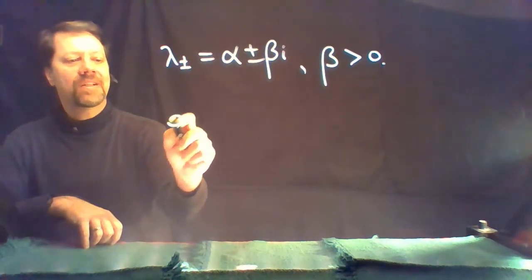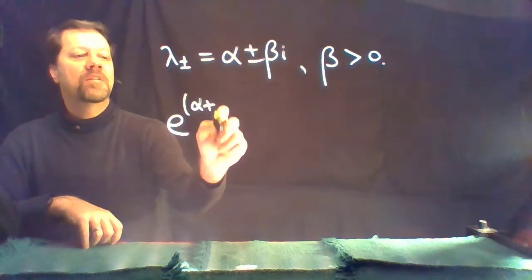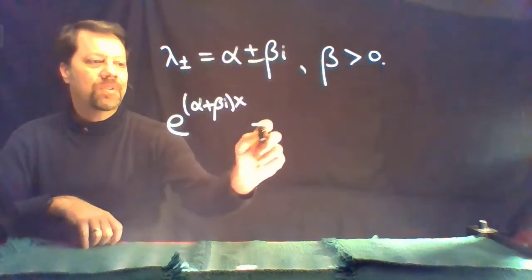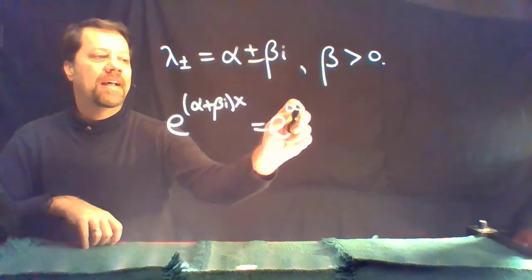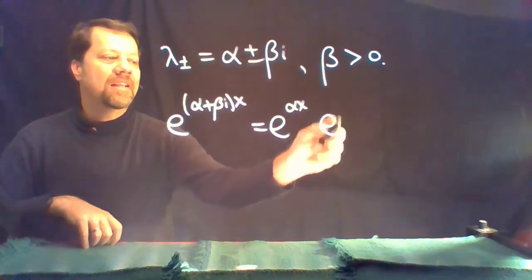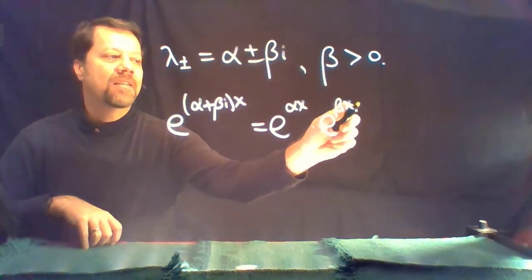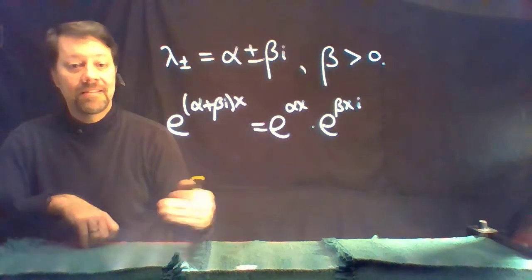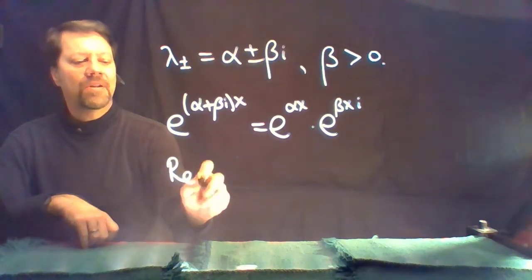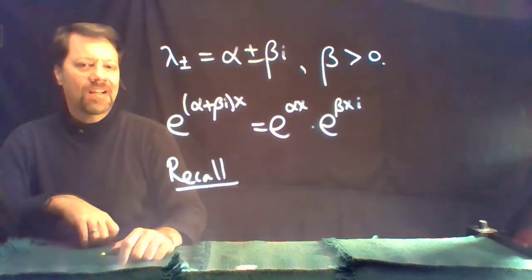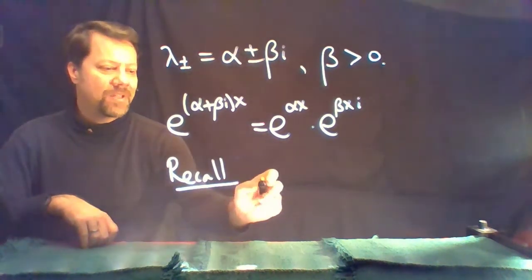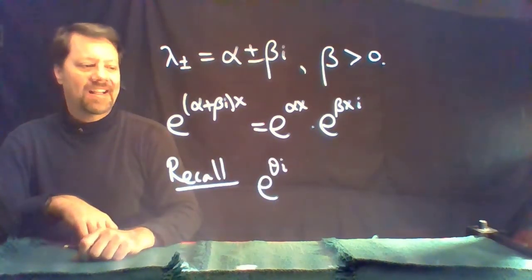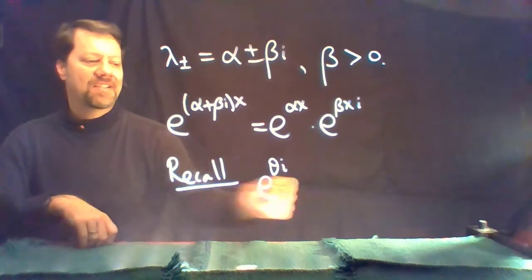In this case, I want to consider e to the alpha plus beta i times x. Note that this is equal to e to the alpha x times e to the beta x times i. Not much we can do about e to the alpha x. It is what it is. But I want you to recall something called Euler's equation, Euler's identity. e to the theta i. Do you know what e to the theta i is?